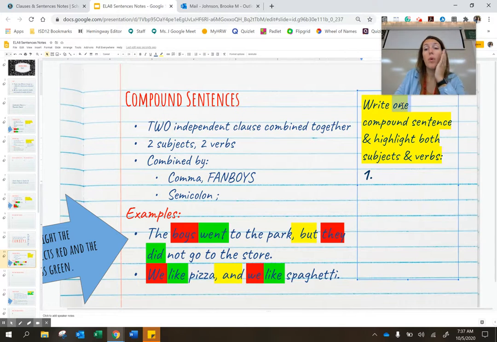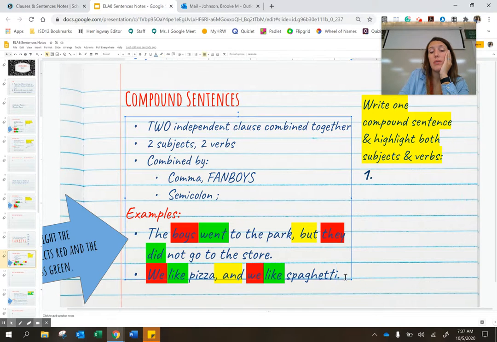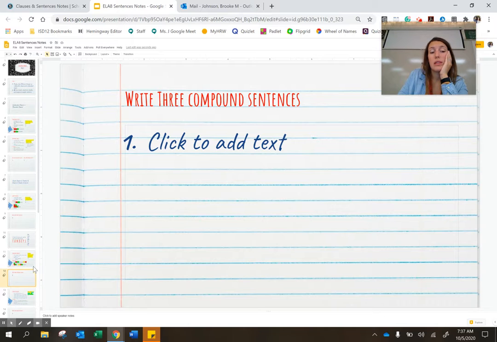So over here, you're writing one compound sentence and highlighting both subjects and verbs. So you need to write one of these. And then write three compound sentences on this slide.